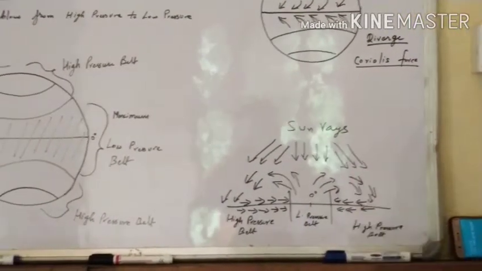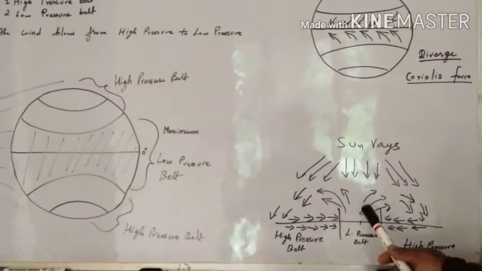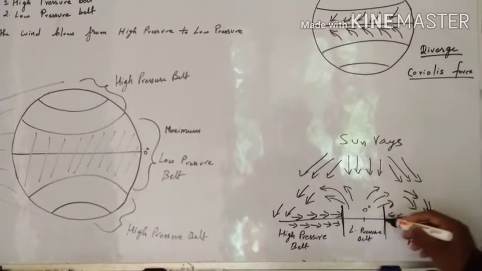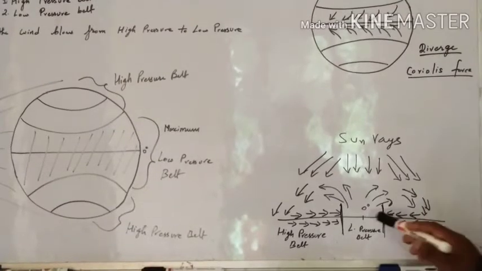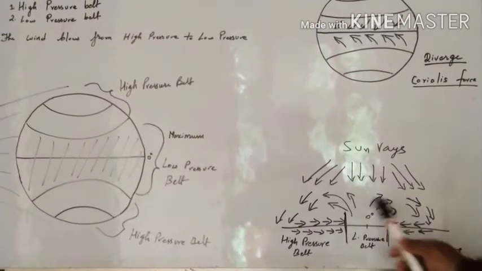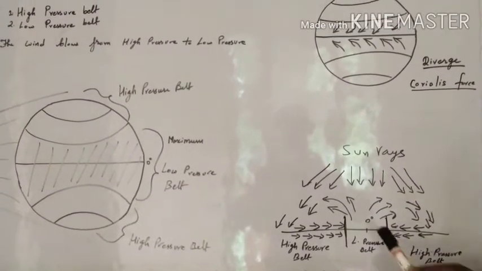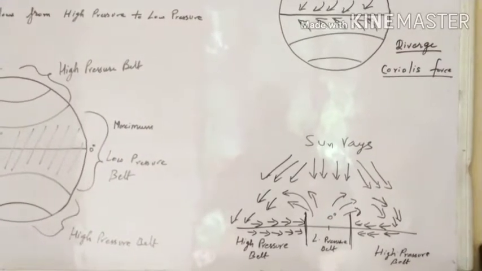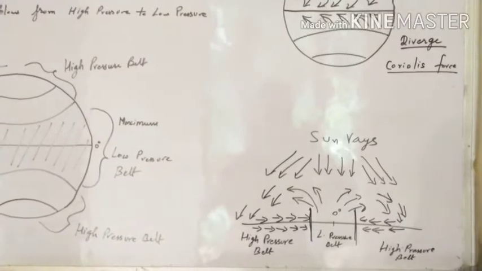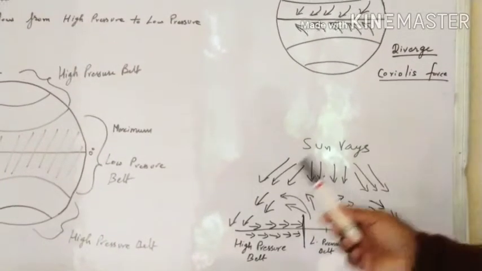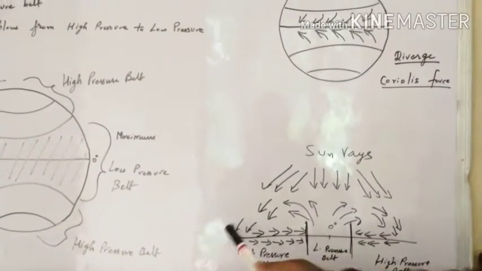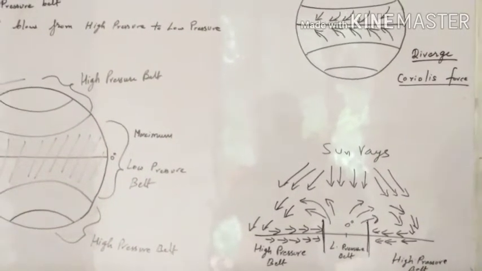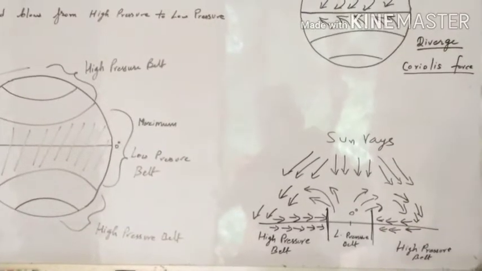So let us understand from here also. Suppose this portion from here to here is your equatorial region, and this is the 0 degree latitude. This is the region where low pressure is created, so this is your low pressure belt. This is the place where sun rays directly fall and heat up the area. But the sun rays are slanting towards the poles. Suppose these are the poles, so it is slanting, and it will not heat up the area as much as it heats the equatorial region.